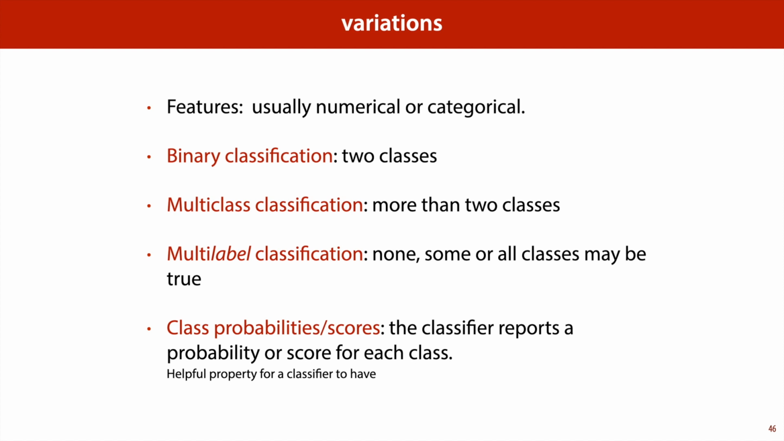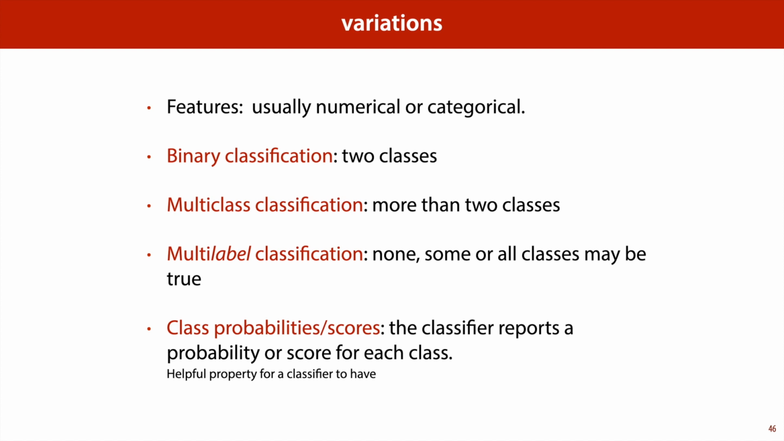Features are usually numerical or categorical. So far we've only seen numerical features, but you can also use features that take values from a set of categories. Some algorithms only work on numerical features, some algorithms only work on categorical features, some algorithms work on both, and there are good methods for transforming a categorical feature into a numerical feature and vice versa. We'll look at those in the 4th lecture.